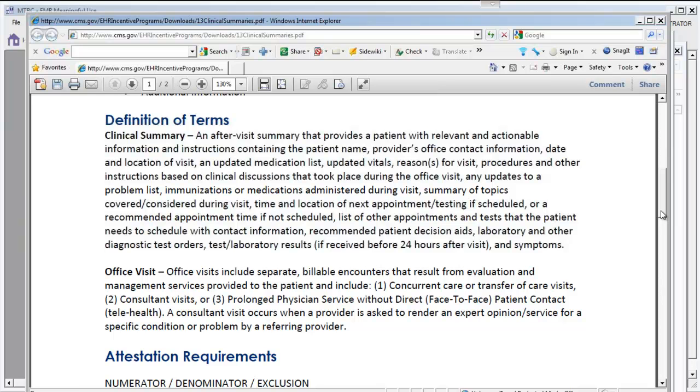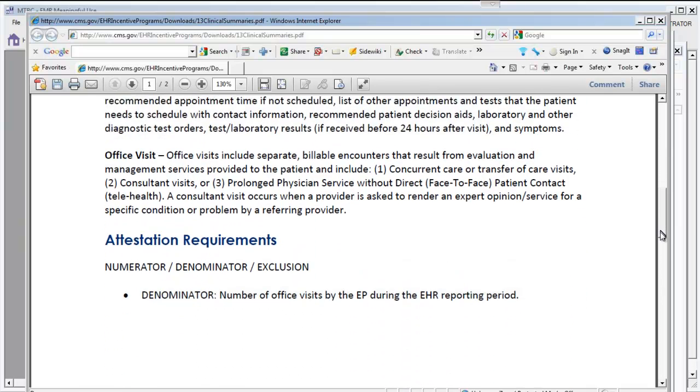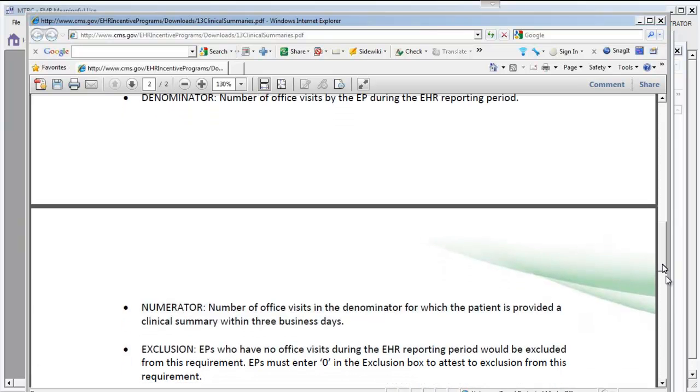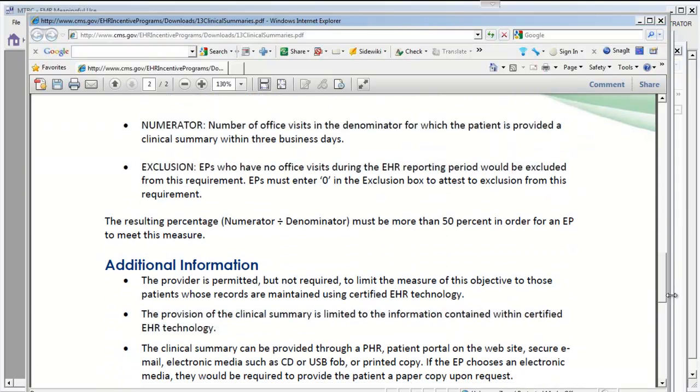The attestation requirements for this measure are again numerator, denominator, and exclusions. The denominator would be the total number of office visits that you have during your 90-day reporting period, and the numerator would be the number of office visits in the denominator for which the patient is provided a clinical summary within 3 business days. So for this scenario, if you provide a patient a clinical summary, you'll count that as 1 in the numerator. And that resulting percentage of numerator versus denominator should be greater than 50% in order to meet this requirement.